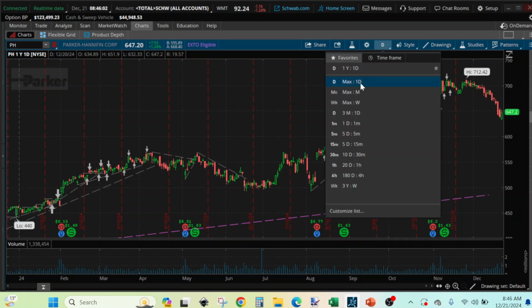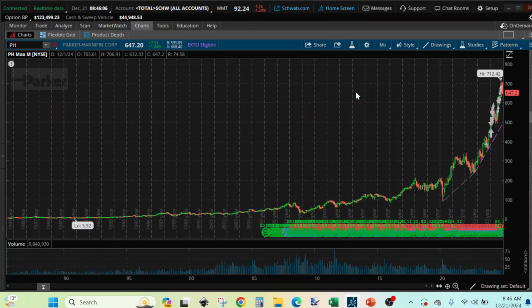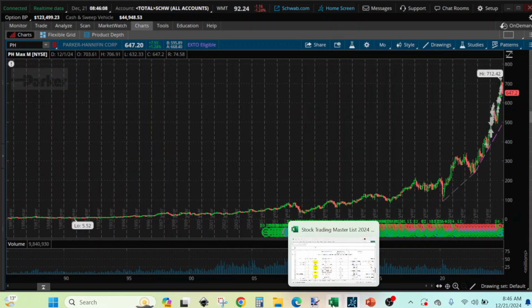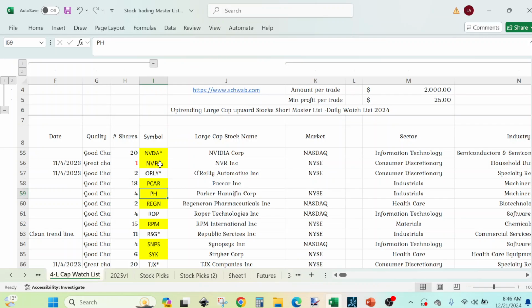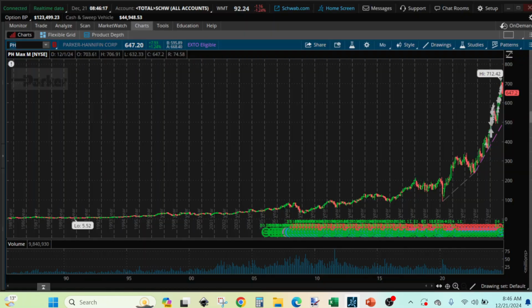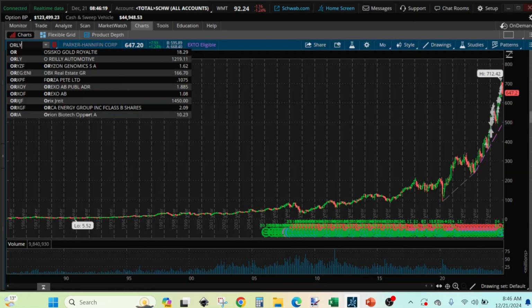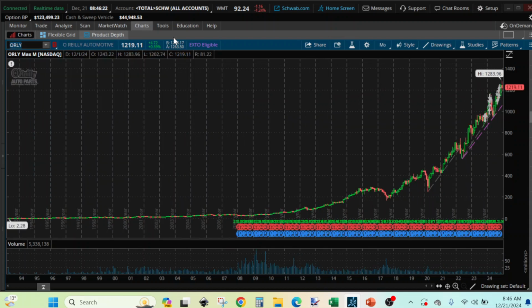We are going to go to the maximum monthly chart here, and we are going to continue with ORLY. So ORLY, the price is there. This dotted line is 2024. Therefore, the price is higher than any previous highs.